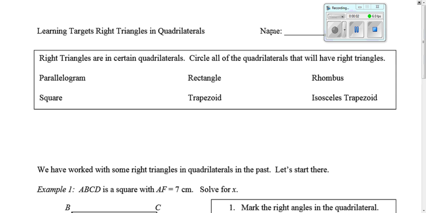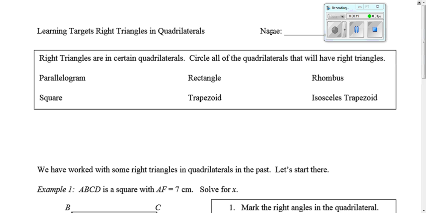All right, we're working in the last lesson of this unit dealing with quadrilaterals. This is probably the only lesson that does not have a cover sheet for you to write down properties because we're not learning new specific properties. All right, in the top box, we see that right triangles are in certain quadrilaterals.